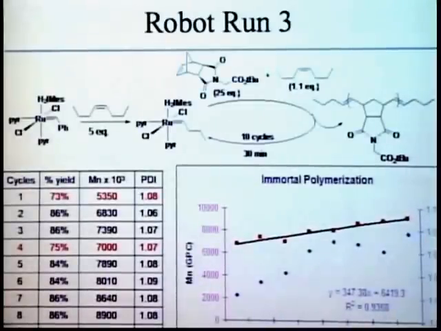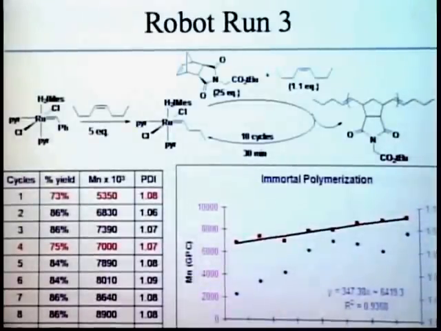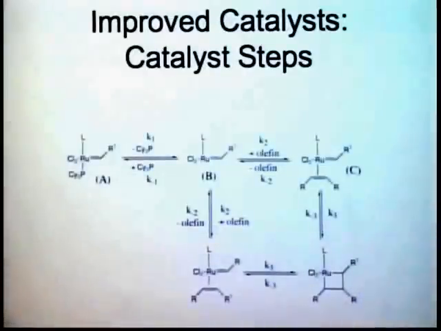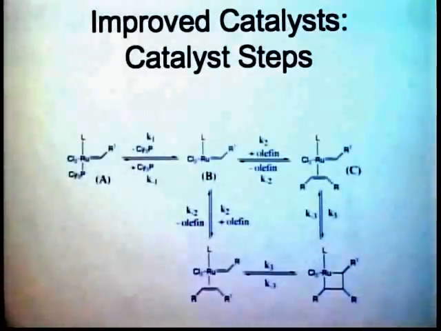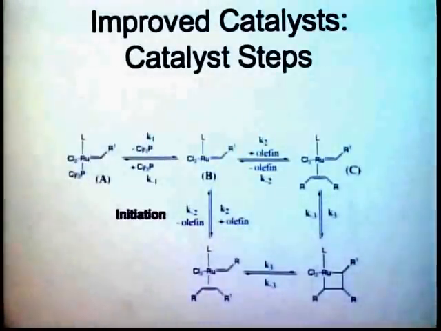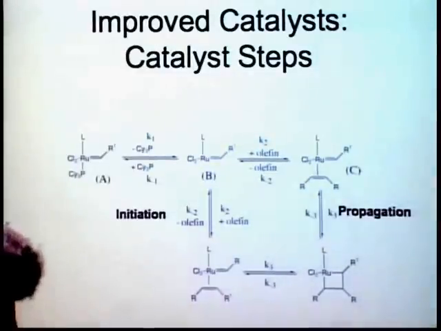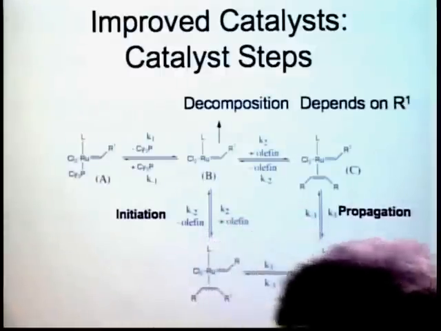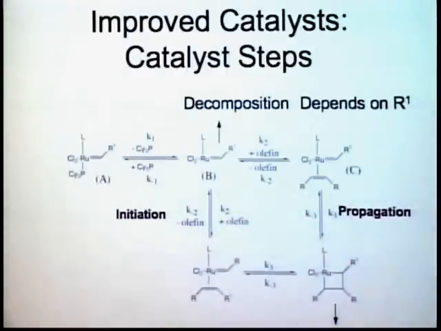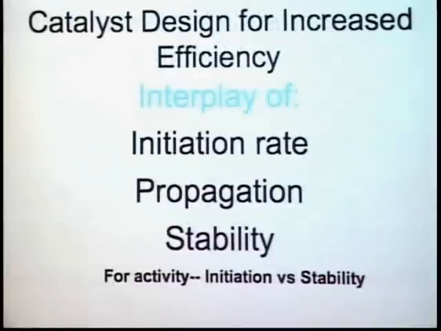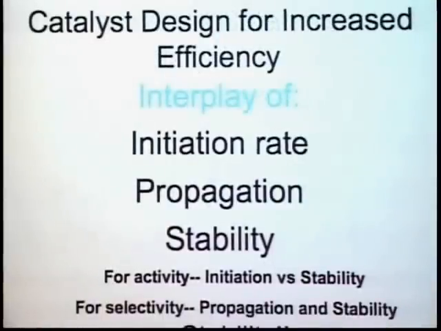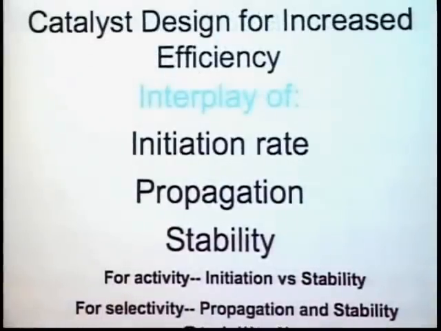So this is stuff that's new that we're just working on, and I thought I'd share it with the graduate students. So the next thing we want to do is make improved catalyst. So again, we got all the catalyst steps. We got initiation, we got propagation, we got death of catalyst. So we got to learn how to control all of those. Okay? So we want to control them, and we want to control stability. Okay, so that's the big deal.